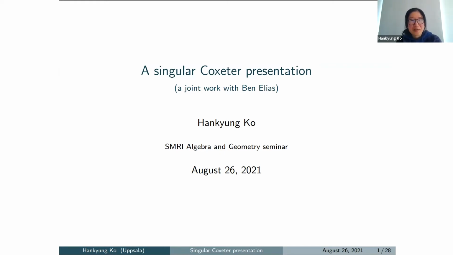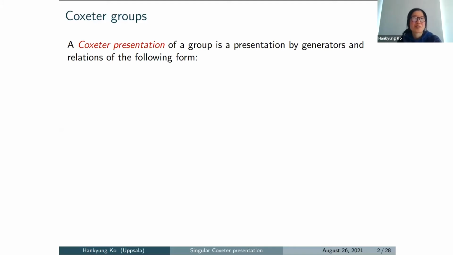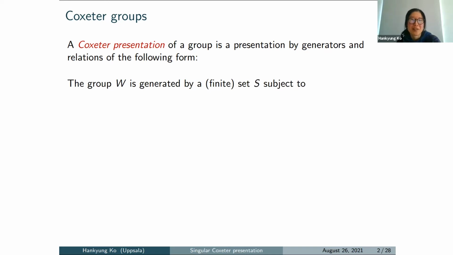So the title was given and we'll start with defining Coxeter groups. When I say Coxeter group, I mean it's a group with a fixed presentation called the Coxeter presentation. A Coxeter presentation of a group is a presentation by generators and relations of a specific form. So what form is it? We have a generating set, and I will denote the generating set by S and the group by W. And we assume S to be a finite set.